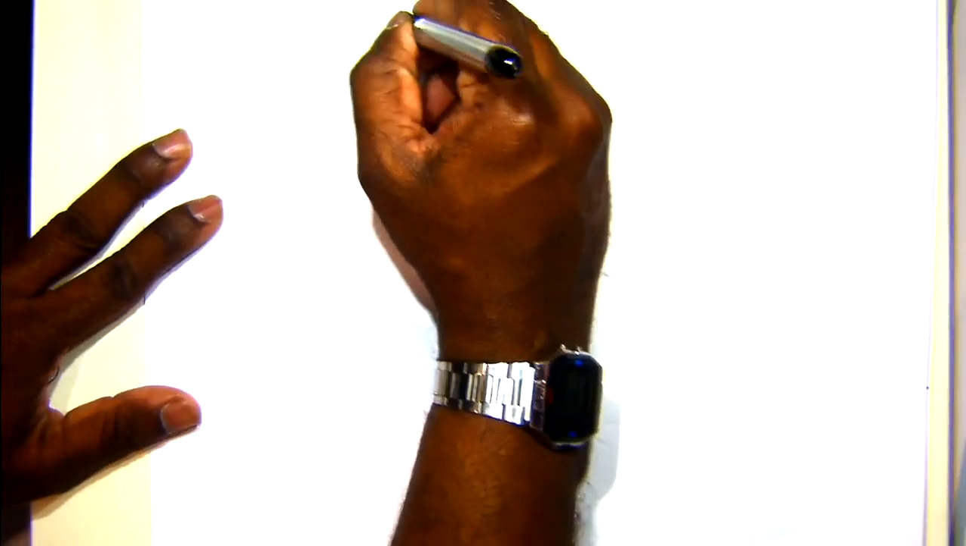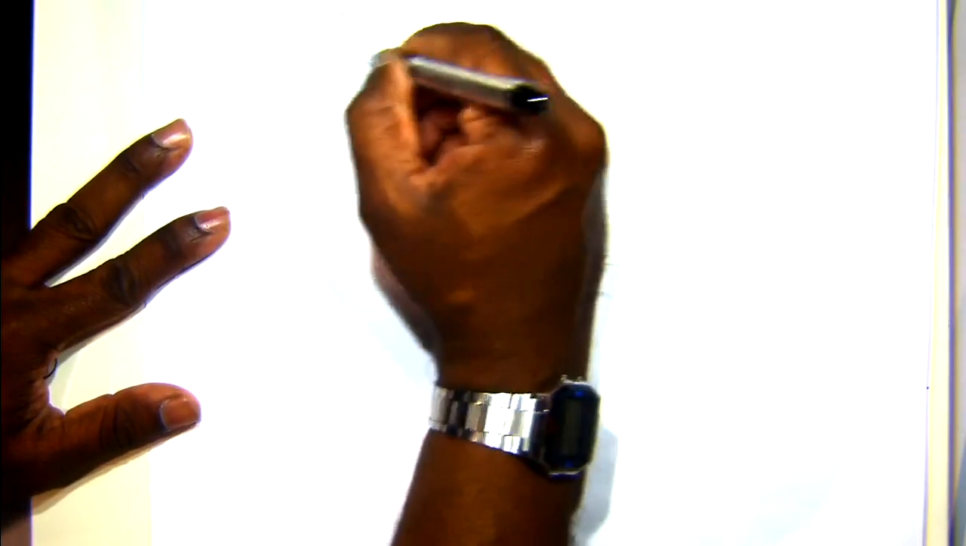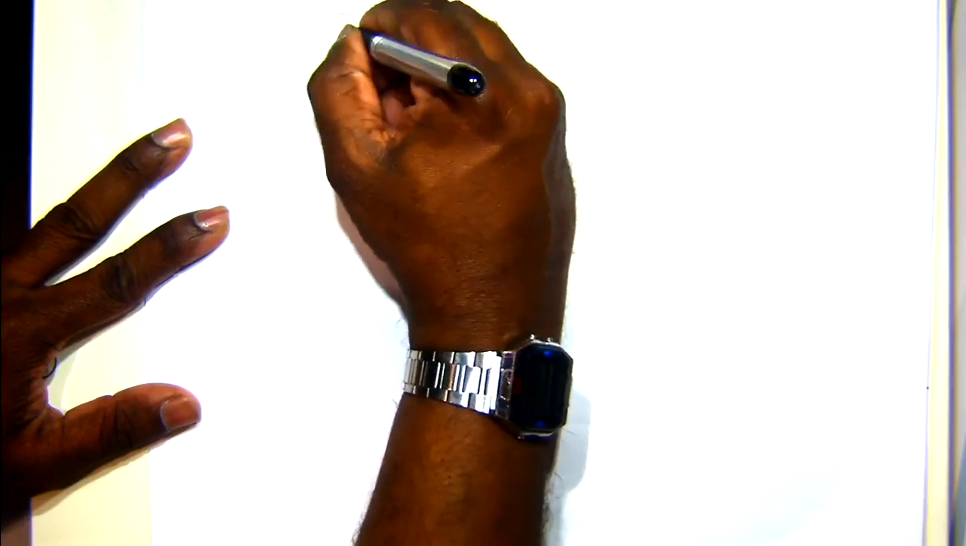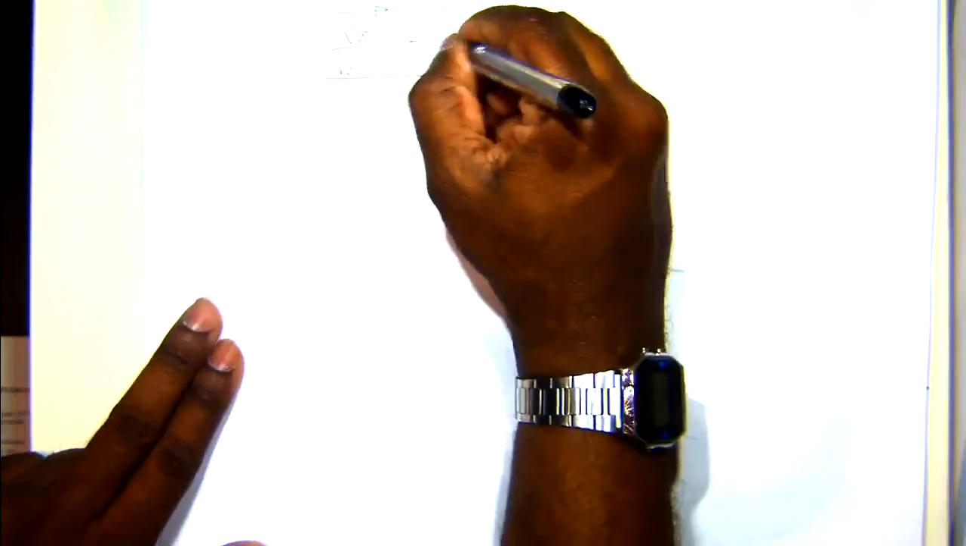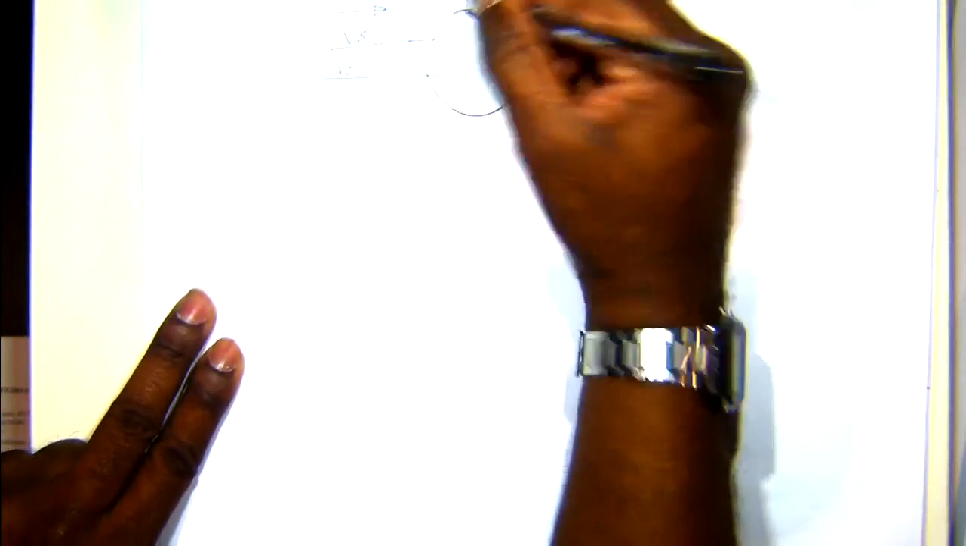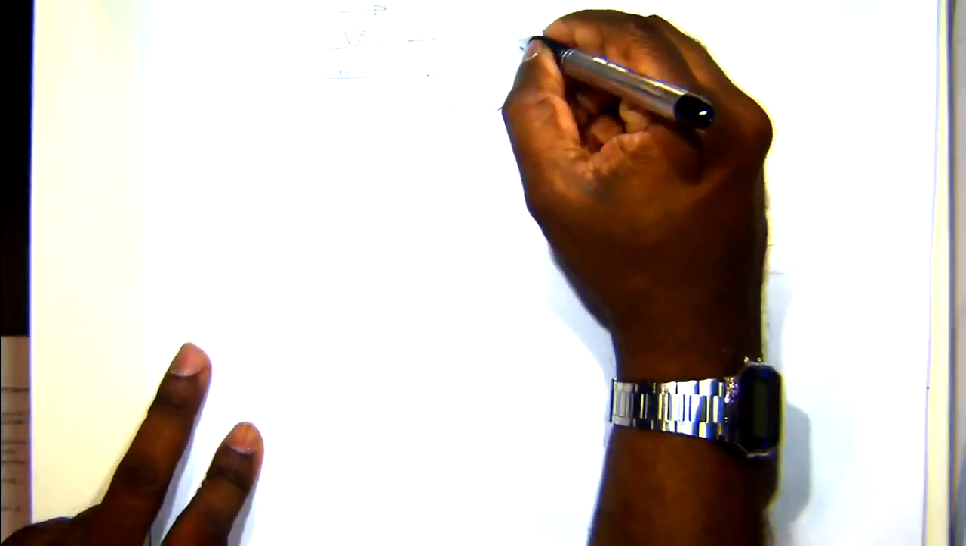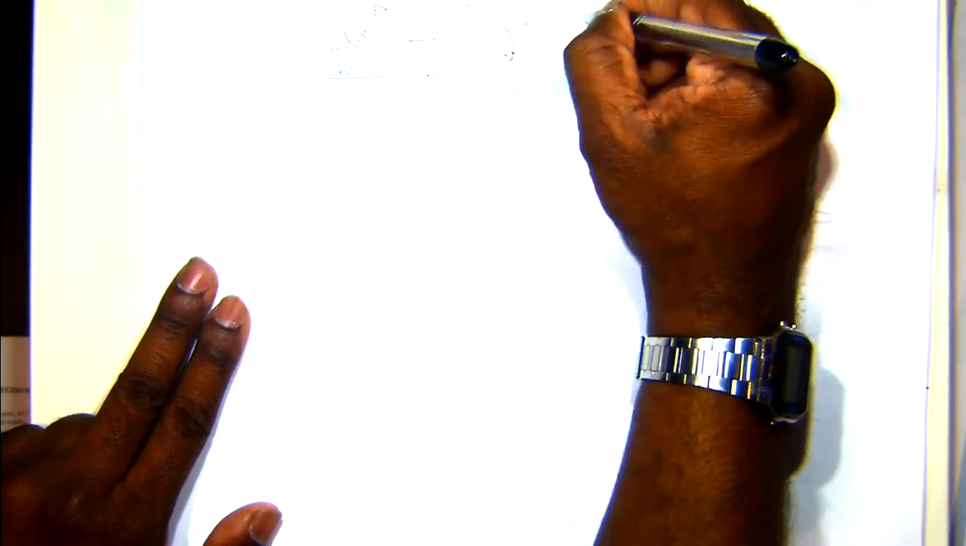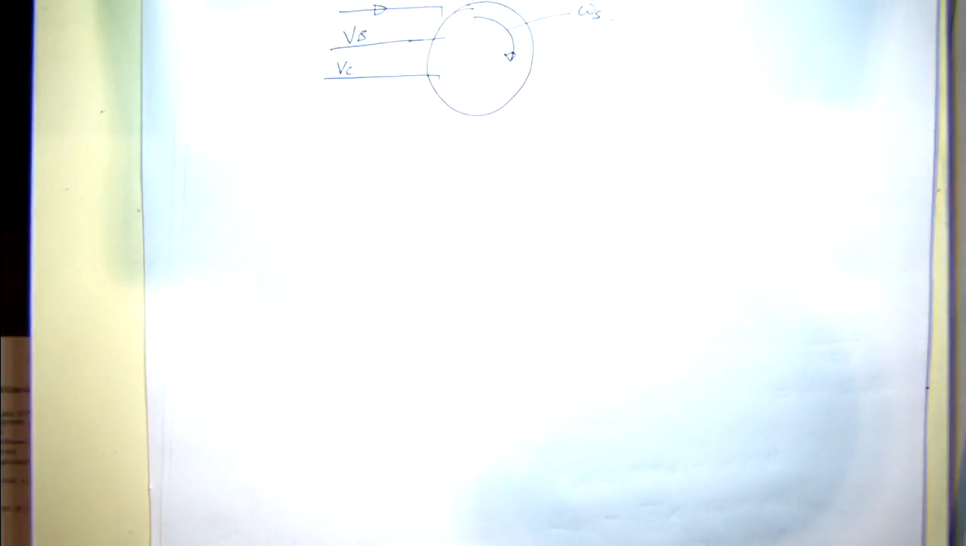So let's say you have three phases. This is feeding; you connect VA, VB and VC to these three terminals. And this is the induction machine, and let's say the field rotates in a certain direction, let's say this direction. That's your synchronous speed, omega s, for this particular phase sequence.